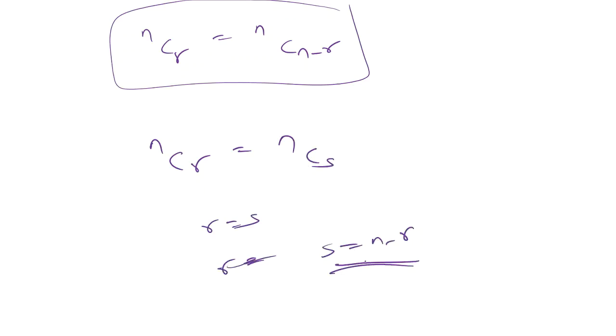So what about the converse? If r is equal to s, there is no problem. If r is equal to s, then it is an obvious thing. If r is not equal to s, can we say that s is equal to n minus r?